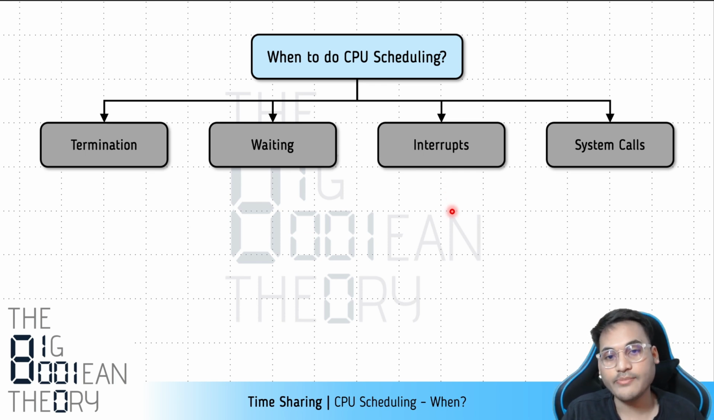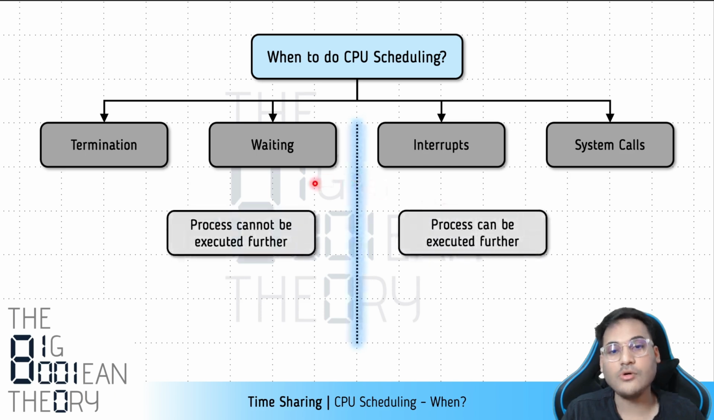So now let us make a distinction. There are two cases. In the first two cases, the process cannot be executed further. Even if you give the control of the CPU to the process, it cannot execute further. We talked about this, right? In case of termination, there are no more instructions left to execute. In case of waiting, the logic of the process is such that even if you give the control, further execution cannot happen. Something has to happen for which the process is waiting. Unless that event happens, the further logic will not proceed. So in these two cases, the process cannot be executed further.